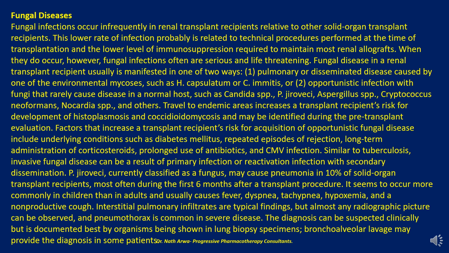Fungal disease in a renal transplant recipient usually is manifested in one of two ways. 1. Pulmonary or disseminated disease caused by one of the environmental mycoses, such as Histoplasma capsulatum or Coccidioides immitis. Or 2. Opportunistic infection with fungi that rarely cause disease in a normal host, such as Candida species, Pneumocystis jirovecii, Aspergillus species, Cryptococcus neoformans, Nocardia species, and others.